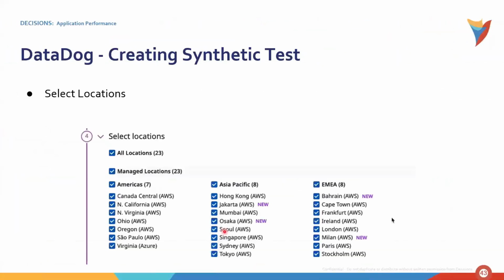So next thing is we select the locations. I want to simulate this request from different parts of the world because my customers, the end users of the application, may be from different regions. So we can choose over here the regions from where we want to send this request. I can select America, Canada, and so on. We can select all the regions or any specific regions that we want.